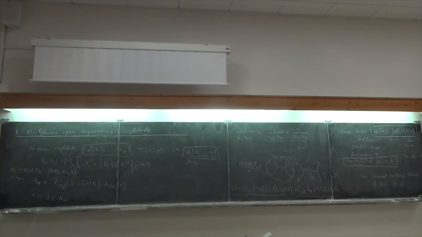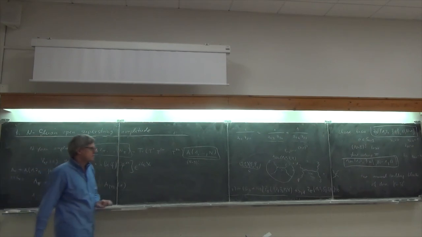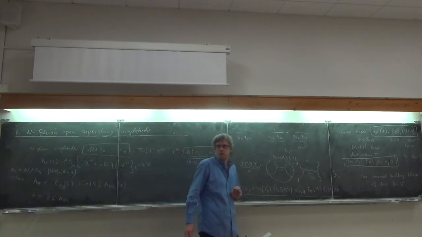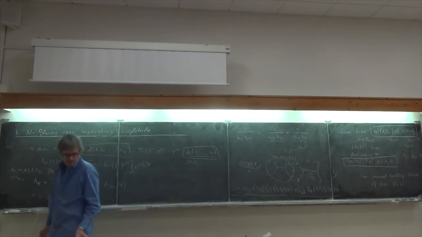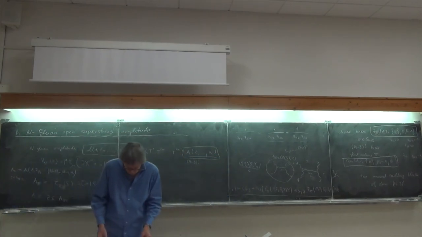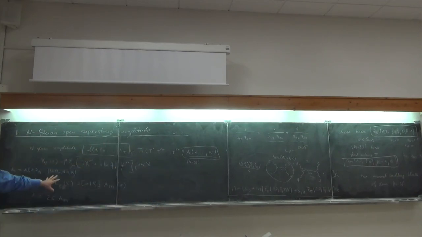Why do you get contributions for all the amplitudes of different color ordering with respect to the pi? Because I know that this is a basis of Yang-Mills amplitudes. So I must take into account all the different color orderings. Right? Okay. So, are there questions on this? I mean, this is an important step.